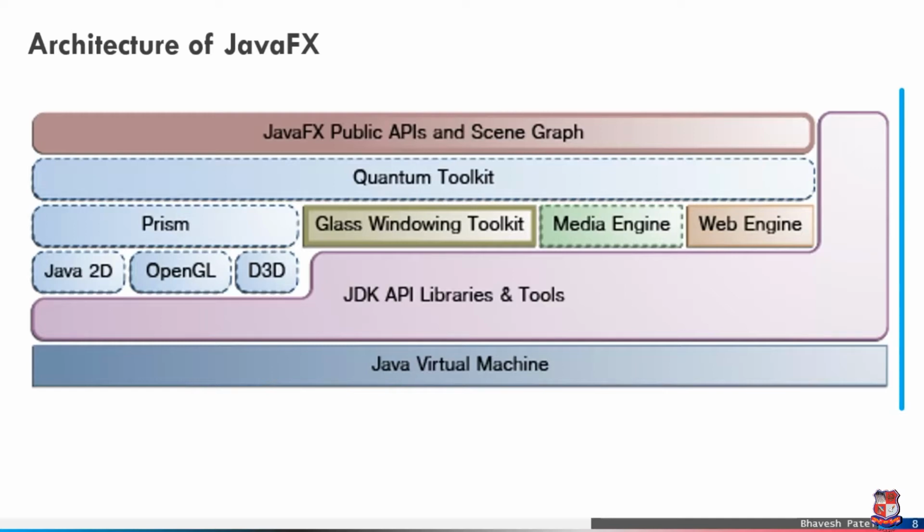On the top layer, the scene graph is also present. Scene graph is the starting point of constructing a JavaFX application. It is a hierarchical tree of nodes that represents all the visual elements of the user interface. It also has the capability of handling events. In general, a scene graph can be defined as a collection of nodes.